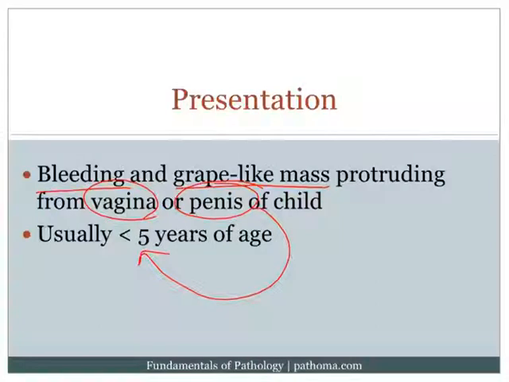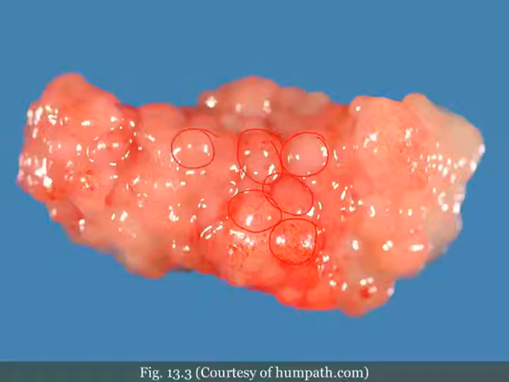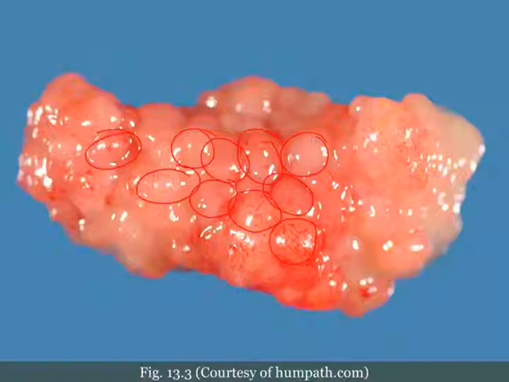Because this produces this grape-like mass, it's also called sarcoma botrytis, and botrytis is a term that literally means grape-like mass. Here's a picture of the grape-like mass, and all I'm showing you here is the mass. I'm not showing you, obviously, the protrusion of the mass from the vagina or the penis, but essentially you notice all these grape-like bubbles or grape-like protrusions here, and so they call this sarcoma botrytis, again, because of this grape-like mass, and it also, of course, represents an embryonal rhabdomyosarcoma.